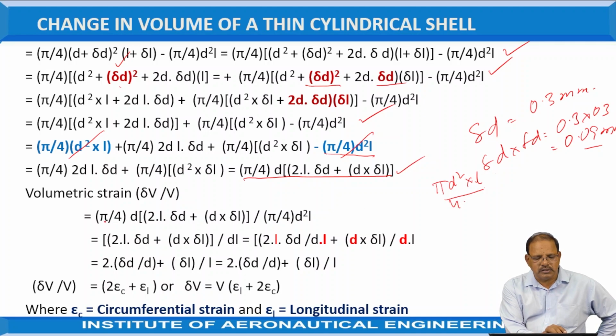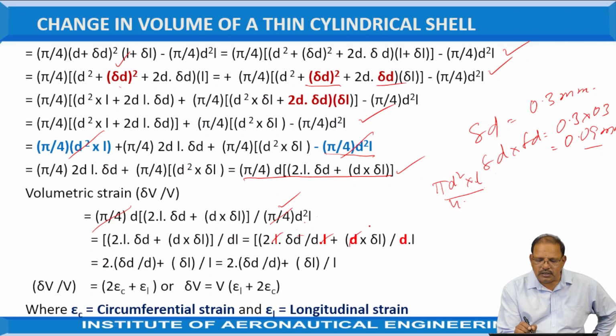By substituting these values, π/4 D (2L ΔD + D ΔL), the change in volume, divided by the original volume π/4 D²L. The π/4 gets cancelled because it is a common constant in the numerator and denominator. On expanding, we get (2L ΔD + D ΔL) divided by DL, or it can be written as 2L ΔD divided by DL plus D ΔL divided by DL. On simplification, L gets cancelled in the first term and D gets cancelled in the second.